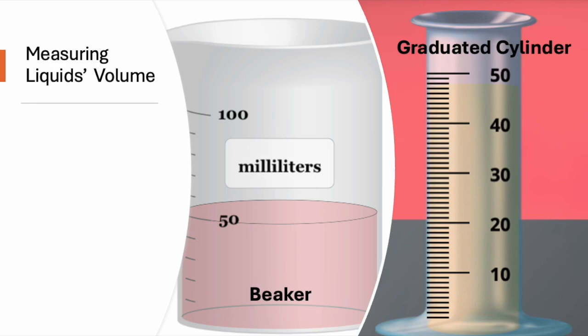To measure the volume of a liquid, we use containers called beakers or graduated cylinders. These containers have lines on them like a measuring cup, and these lines show us how much liquid is inside. We just pour the liquid into the container and read the line to find the volume. Measuring the volume of a solid is a little bit different.